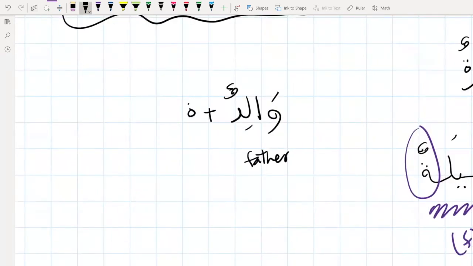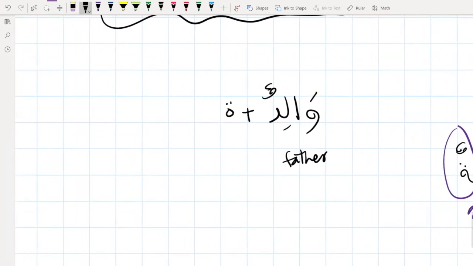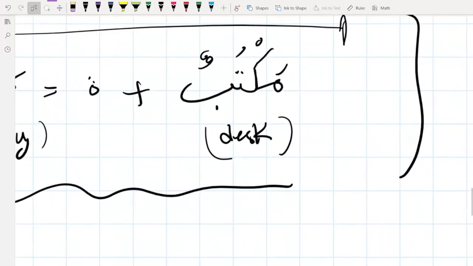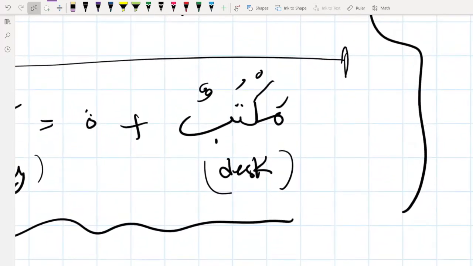Let's experiment. What happens when you add tamarbuta? What is the expectation first? For example, here you didn't have any expectation. Sometimes, when you want to do something, you have to know if it makes sense.